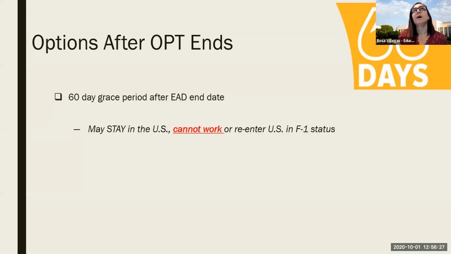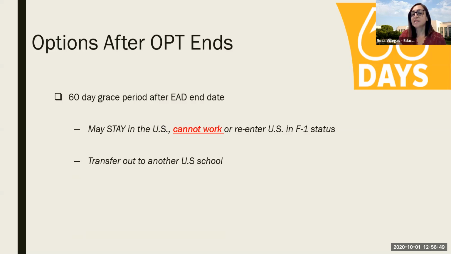So let's say you finish your OPT here in California and you wanna go visit family in New York. As long as it's within the US, you can still travel within the 60 days, just not outside because you will not be able to re-enter under the F1 status unless you get a different status or a different visa.